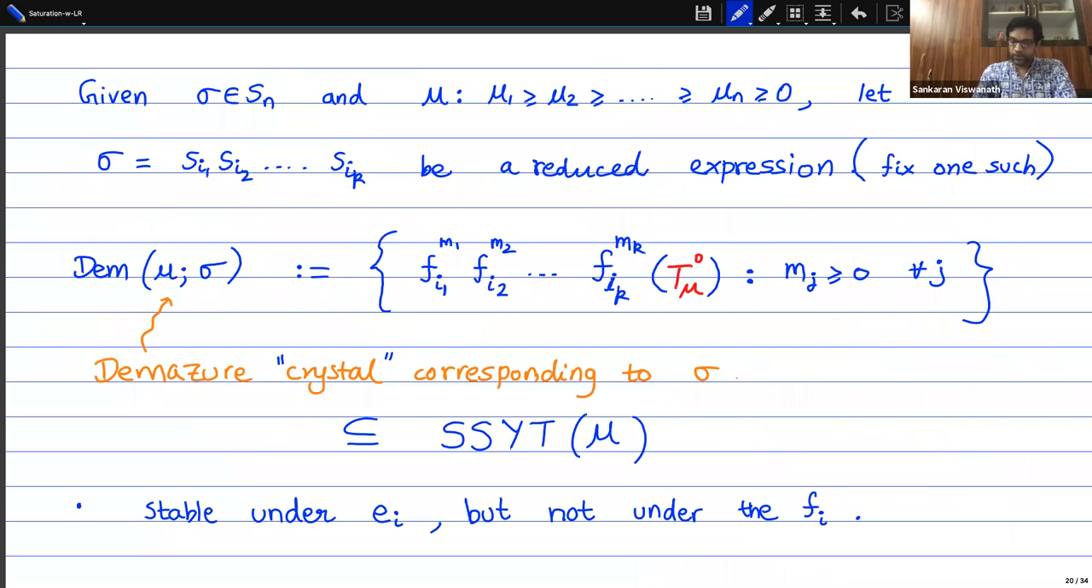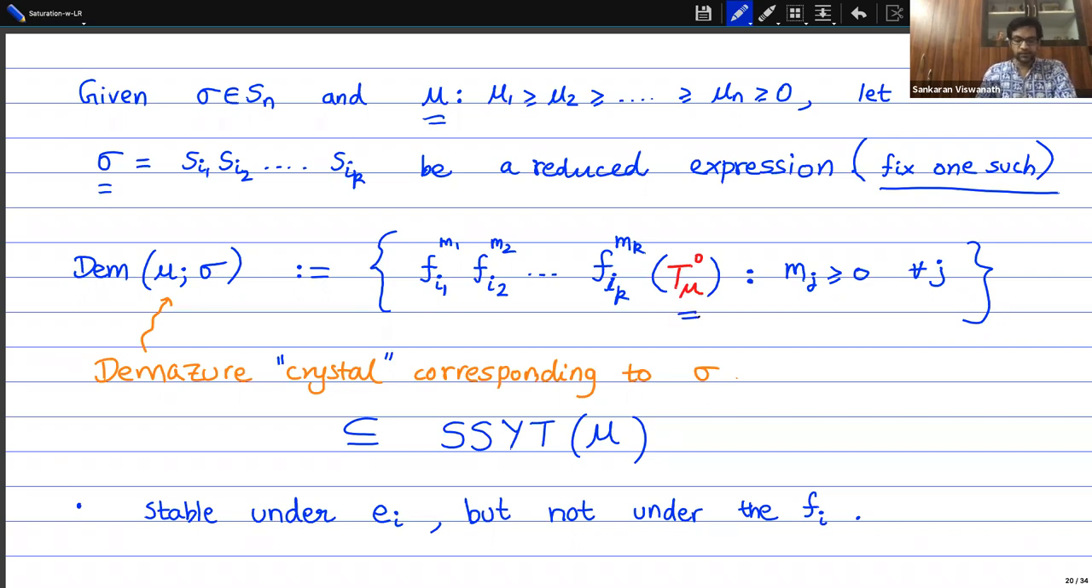Now, more generally, here's the general definition of a Demazure crystal. This definition is going to be important for what I'll say later on. So given an element of Sn and given a partition mu, we do the following. We first write this element sigma as Si1, Si2, Sik, which is, we write a reduced expression for it, or a minimal length expression in terms of the simple reflections. So you fix one such minimal length expression for the Weyl group element sigma, for the permutation sigma, and we do the following now. We define what we call Demazure mu comma sigma to be the following collection.